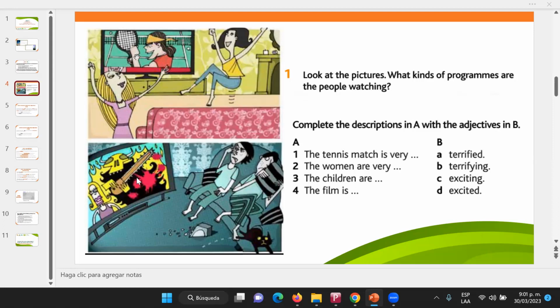Now, what I want you to do is look at the people, their reactions. I'm going to give you a couple of minutes to analyze the whole situation. I'm going to read the instruction for you. It's the second part of the task. It says, complete the description with the adjectives in B. It says, the tennis match is very, the women are very, the children are, the film is, and you notice that the second part says terrified, terrifying, exciting, and excited.